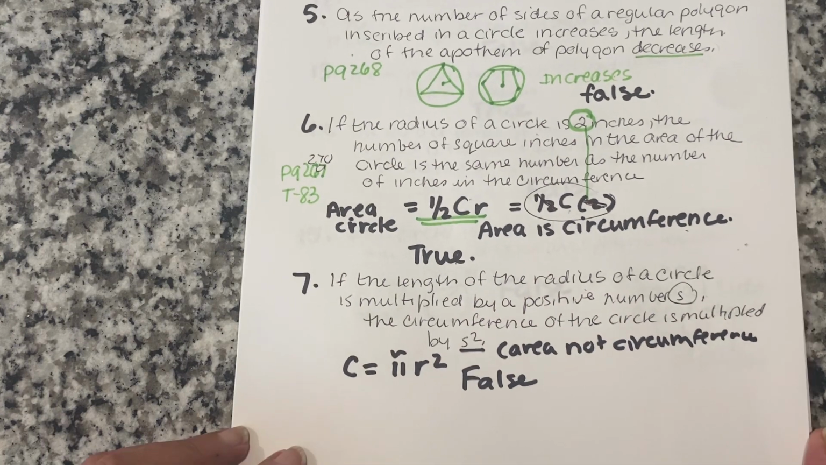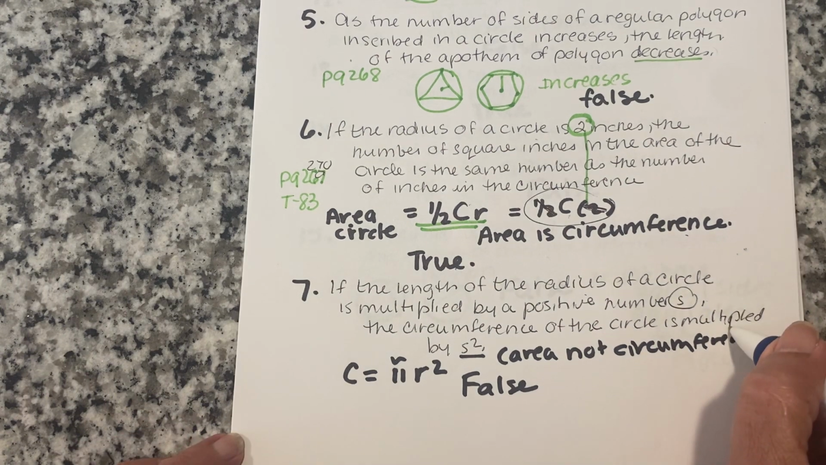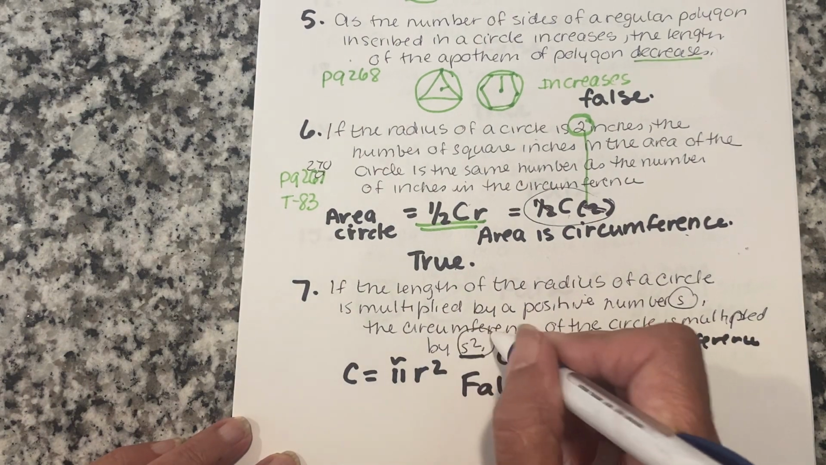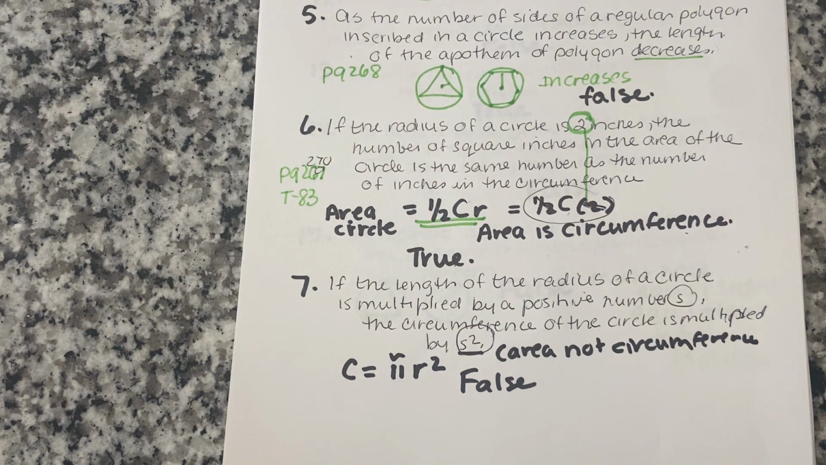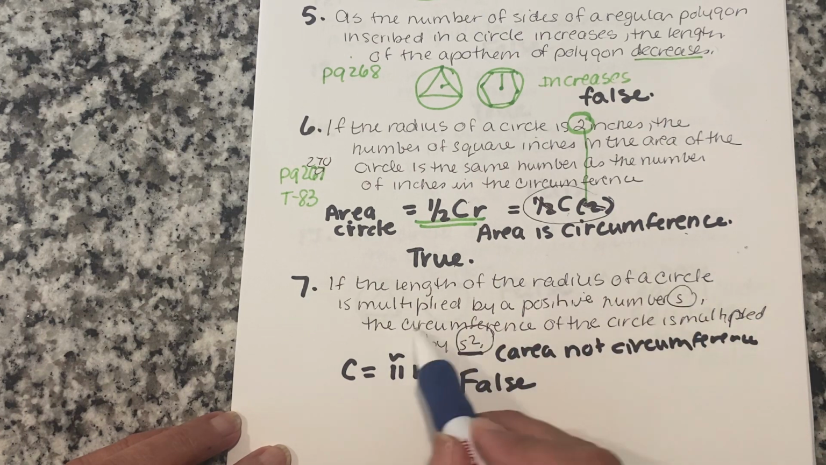On to number 7. If the length of the radius of a circle is multiplied by the positive number s, the circumference of the circle is multiplied by the square of s. So first of all, the length of the radius of the circle is multiplied by positive number s, and the circumference of the circle is multiplied by s squared. Looking at that, I would say it's false right away, because it doesn't say anything about area in here at all.